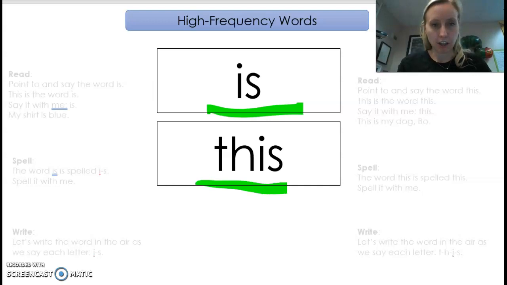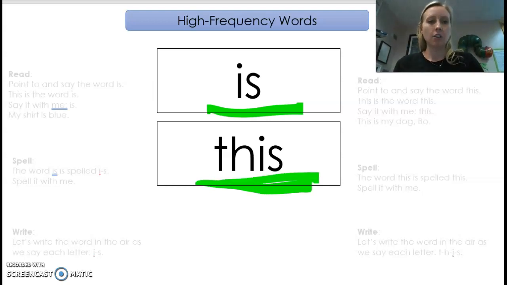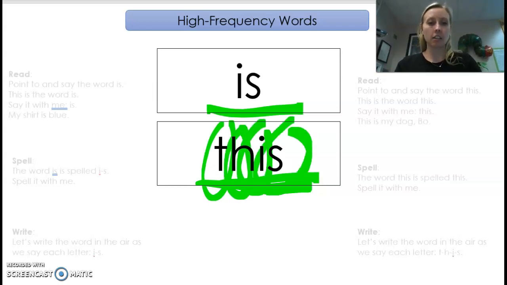Okay, so this is the word this. Say it with me. This. The word is spelled T-H-I-S. Spell it with me. T-H-I-S. Let's write the word in the air. T-H-I-S.